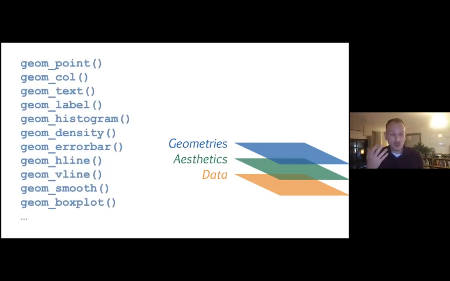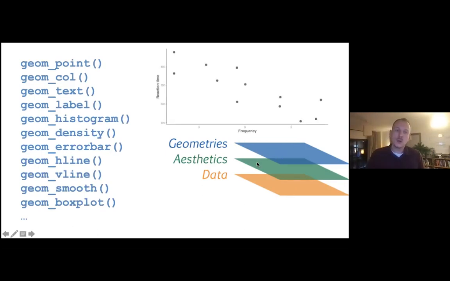To make this more concrete, what are the geometric objects that you might be dealing with? There are all sorts of geoms in the tidyverse framework. Most of them are associated with a common type of plot. For example, geom_point creates a scatter plot, geom_histogram creates a histogram, and so on. These are the geoms, and I'm making them blue here. So let's make this concrete.